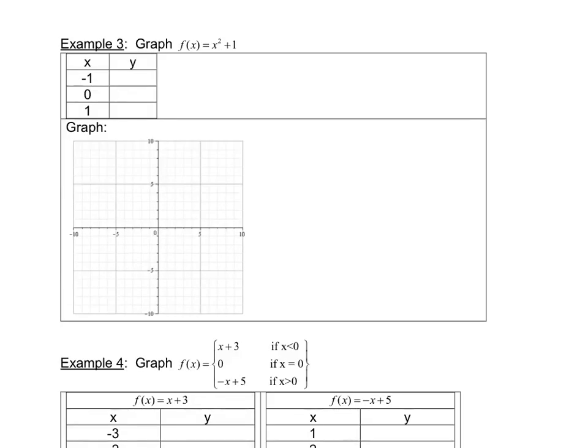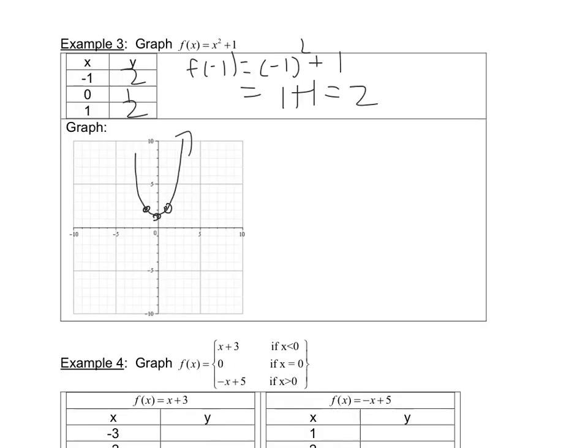Alright, here's some non-linear, but it's still pretty much the same. Look. F of -1 equals -1 squared plus 1. Just remember, anything squared is positive, so 1 plus 1 is 2. So here you get 2, 1, 2. So you have -1, 2, 0, 1, 1, 2. And remember, quadratics are parabolas that open up or down. Okay?